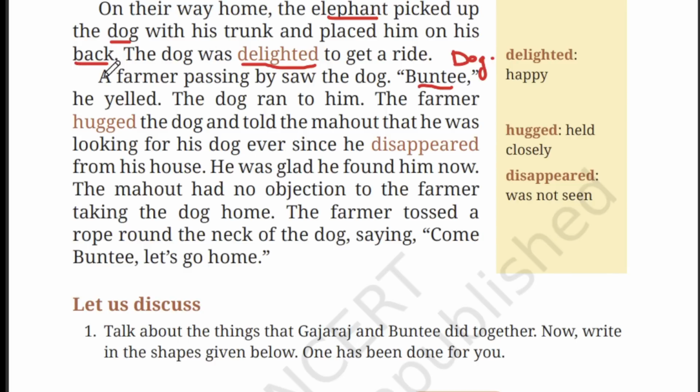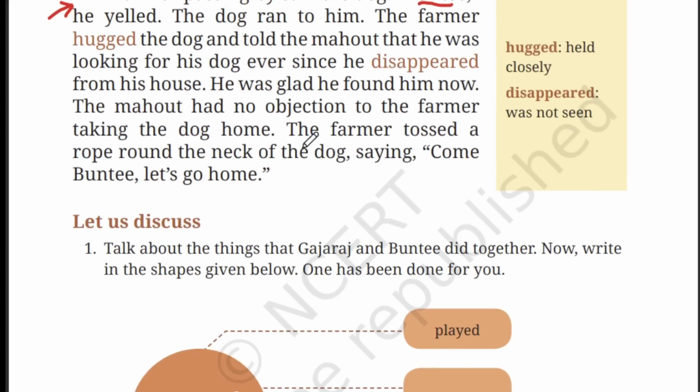Okay, so now Bunty is the farmer's dog, and this dog had disappeared and then went to the royal stable. So the farmer was now glad he found him. The Mahout had no objection to the farmer taking the dog home. So what happened? The farmer is now going to take the dog home. The farmer tossed a rope around the neck of the dog, saying, "Come, Bunty, let's go home."